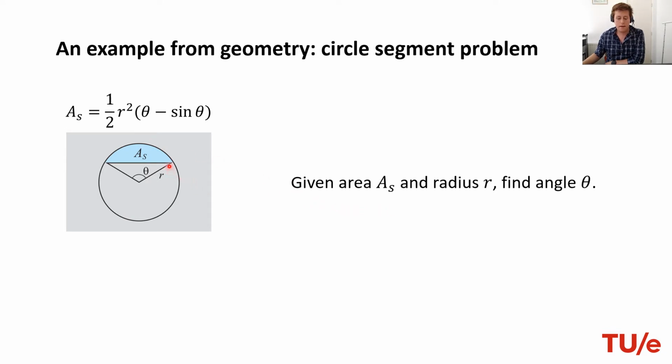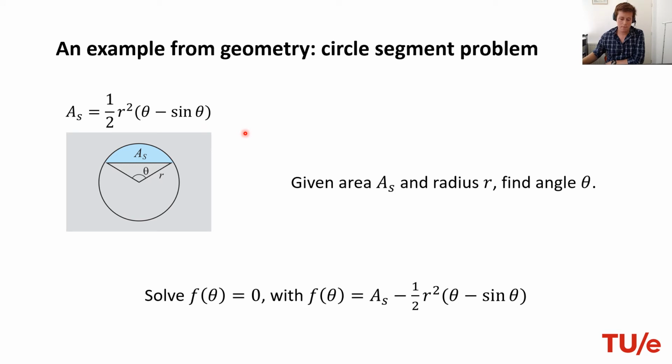Now, we want to solve the following problem. Let's say that given a value for this area and the radius of the circle, we want to find the angle theta that describes this area AS. So given AS and R, we want to find theta. We can recast that into this form: we want to solve a nonlinear function of theta, f of theta is 0.